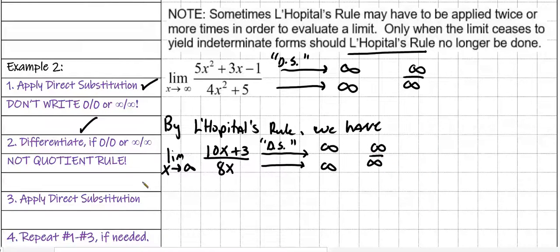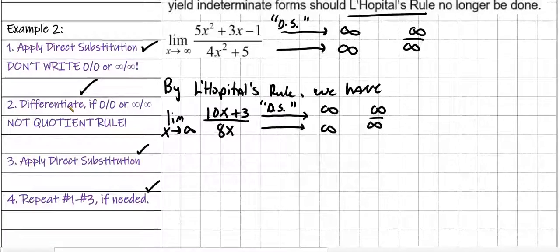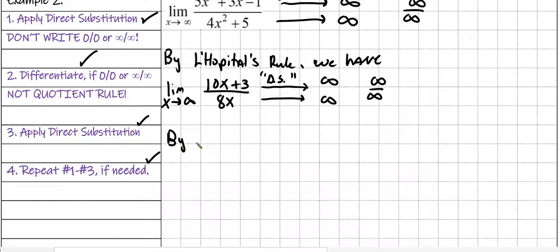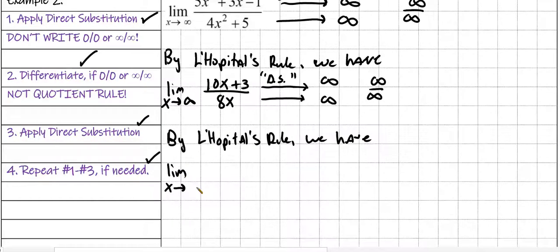So what do we have to do? Repeat steps 1 to 3 if needed. So this is what one of my colleagues likes to call rinse and repeat. So again, apply direct substitution. I'm sorry, apply L'Hopital's rule. By L'Hopital's rule, we have, and take the derivative of the numerator again, which will now be the second derivative. So the derivative of 10x plus 3 is 10 over the derivative of 8x is 8.